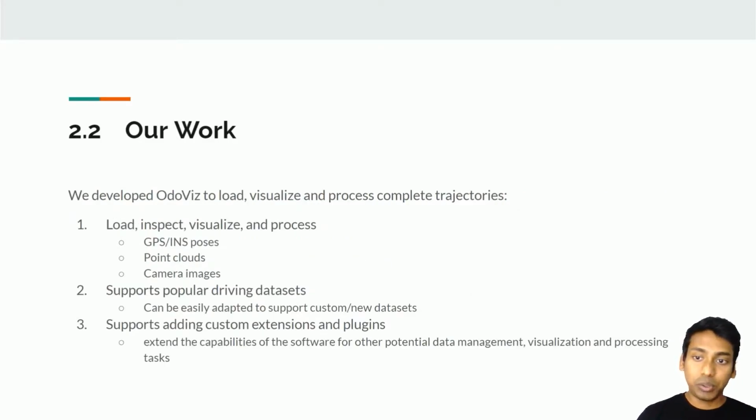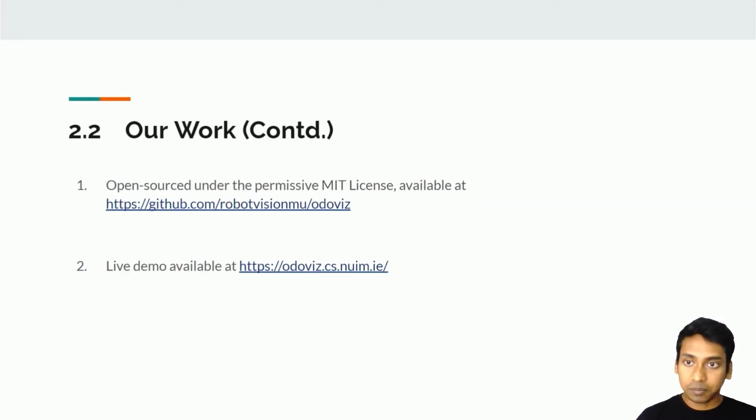So we developed OdoViz to load, visualize, and process complete trajectories. It can handle GPS INS poses, point clouds, and camera images from datasets. In addition to supporting popular driving datasets, it can also support custom or new upcoming datasets by simply adding new parser files. And the functionality of the software can further be extended using custom extensions and plugins for other potential data management, visualization, and processing tasks.